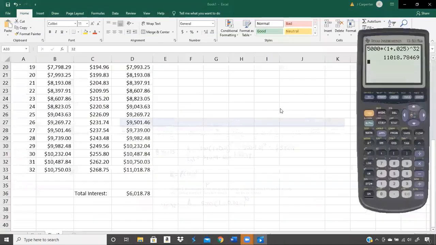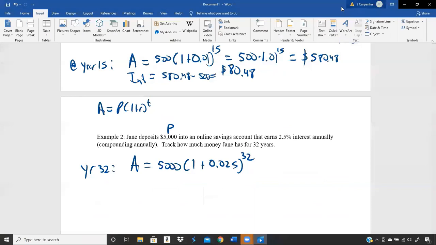Is that the same answer? Looks the same to me, $11,018.78. And then if you were to subtract the initial deposit of $5,000, you can see that our interest is still $6,018.78. Exact same two answers.